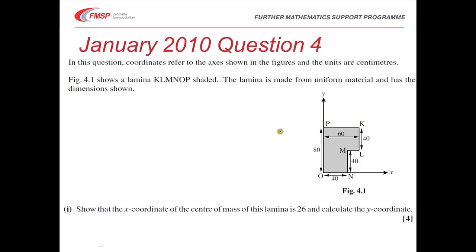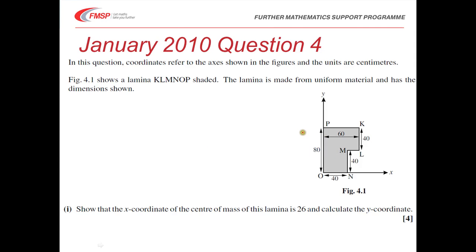Okay, so moving on to a second question here. Now I'm not going to work through the entirety of this question, but I wanted to show you that this is similar to the earlier part of the first question that we did, but it highlights a particular feature of some of the questions that you'll see on centre of mass here. So you notice in this question we have a lamina here, KLMNOP, made from uniform material with the shown dimensions.